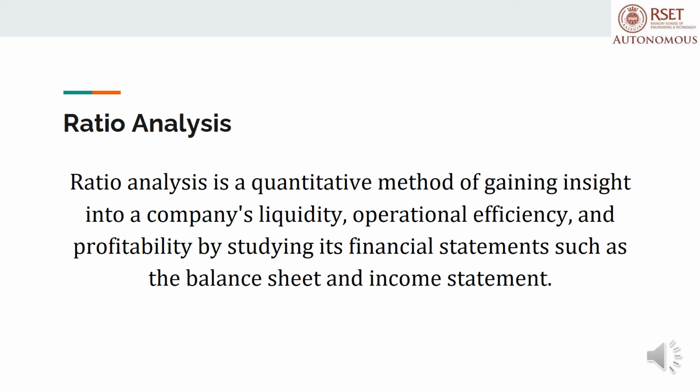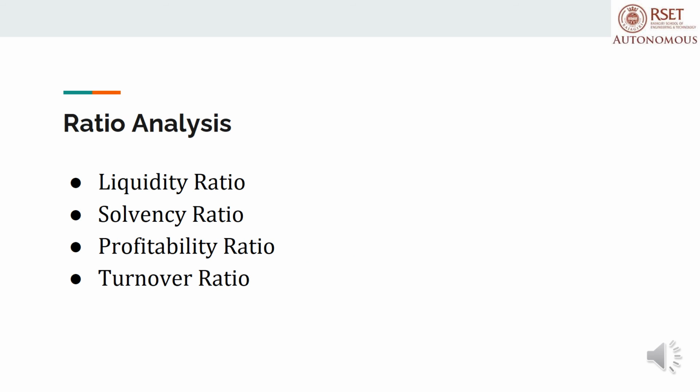Next is ratio analysis. Ratio analysis is a quantitative method of gaining insight into a company's liquidity, operational efficiency, and profitability by studying its financial statements such as balance sheet and income statement. The most commonly used ratios by organizations can be classified into the following categories: liquidity ratio, solvency ratio, profitability ratio, and turnover ratio. Liquidity ratios measure the ability of the firm to meet current obligations.